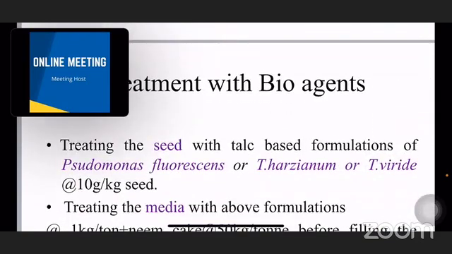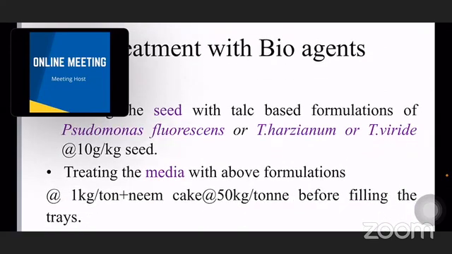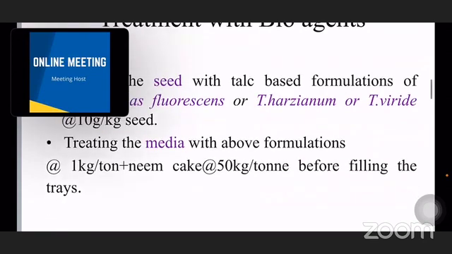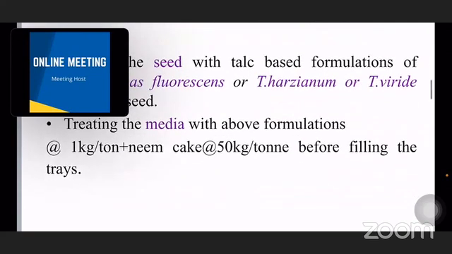Then we can also treat the seeds with bioagents like talc-based formulations of Pseudomonas fluorescens, Trichoderma harzianum and Trichoderma viride, at a quantity of 10 gram per kg of seed. This much quantity we have to treat with bioagents so that we do not get soil-borne pathogen infection. We can get these seedlings very healthy, and treatment is also done with neem cake before filling the trays.